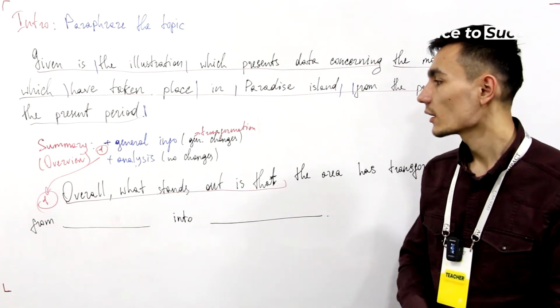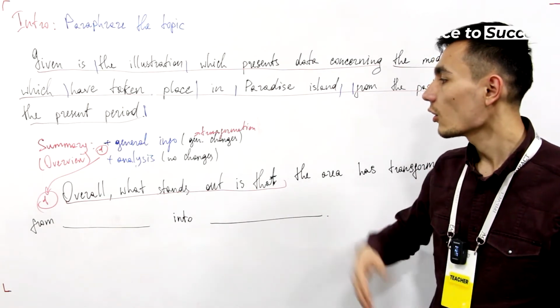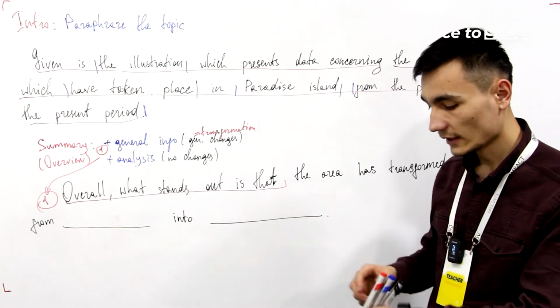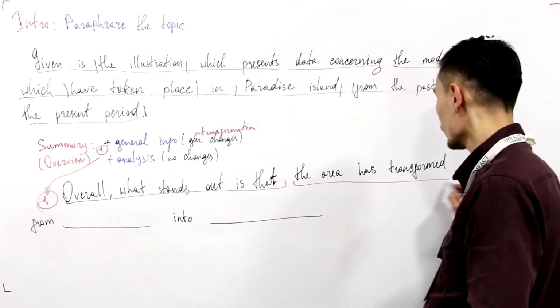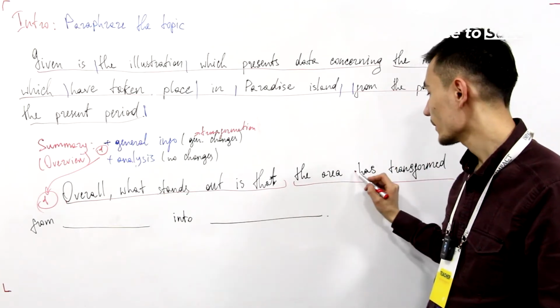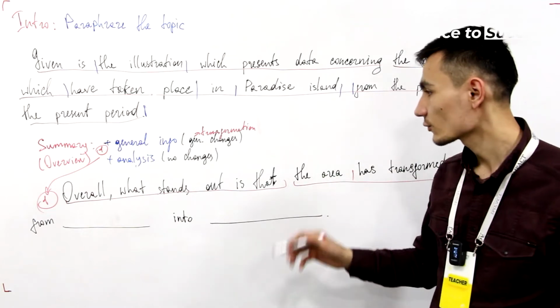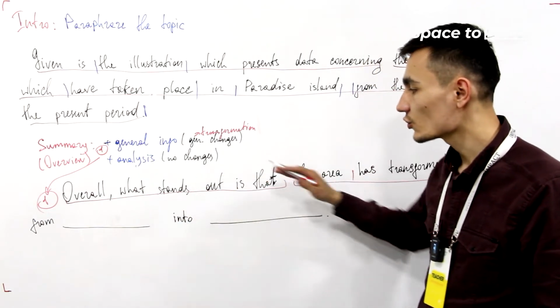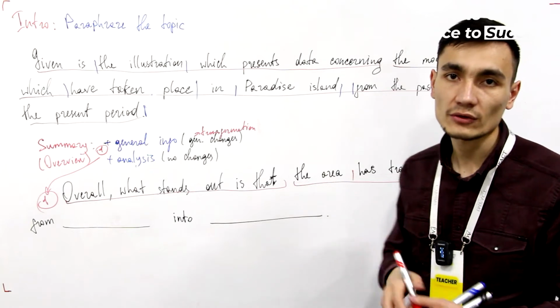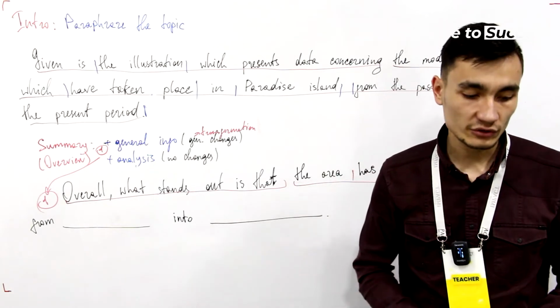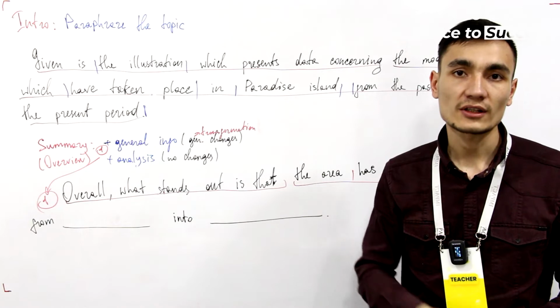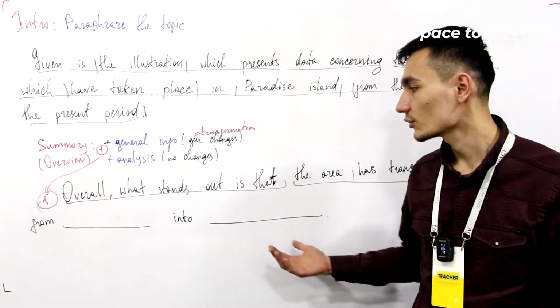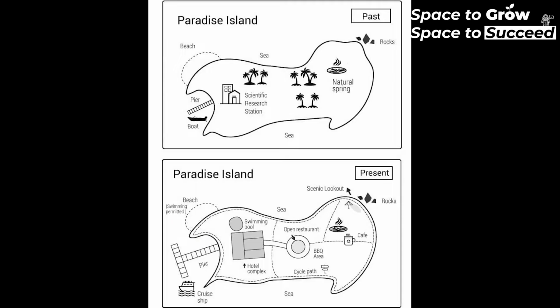And as you see, overall, what stands out is that the area has transformed. Actually, it depends on your time period, from one place into another place, and it just depends on your situation. But in our situation here, Paradise Island was a scientific area, and it turned into a recreational place.